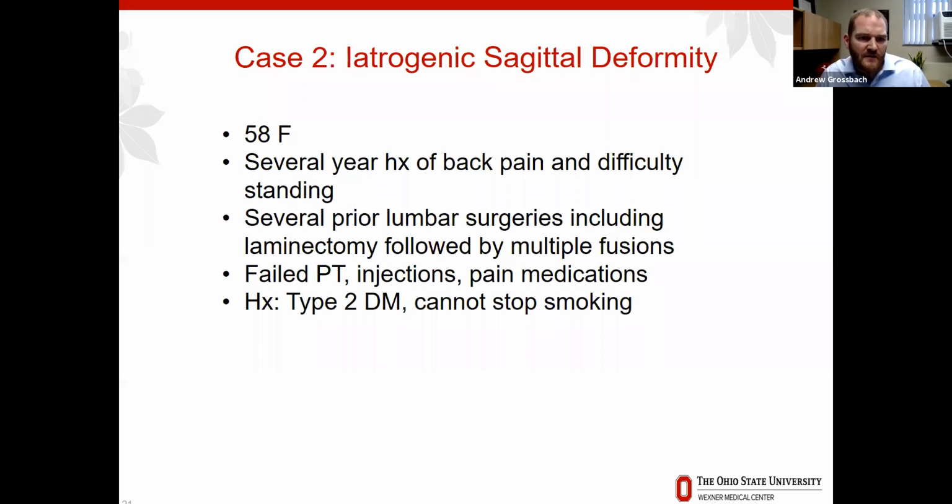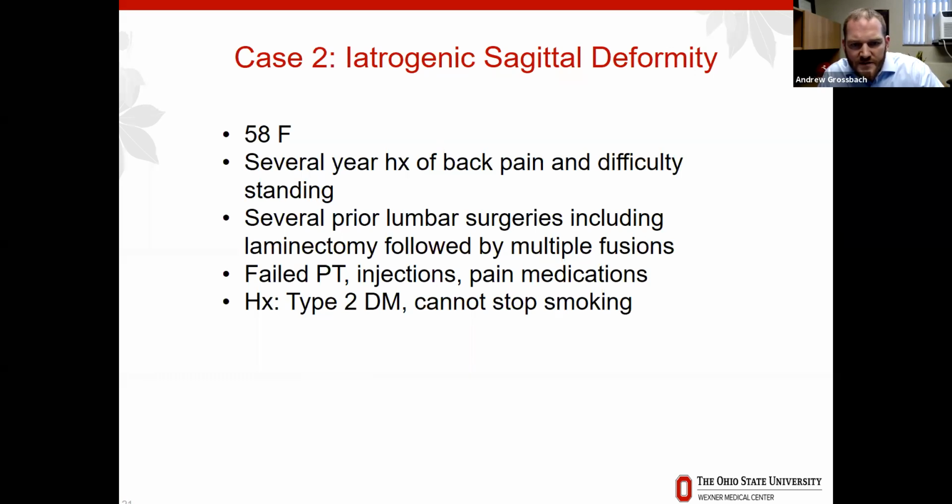Patient comes in, 58-year-old female. She's had several years of back pain, difficulty standing upright. She's had a lot of lumbar surgery before. It starts with a laminectomy, then maybe another laminectomy. Then she got a fusion. Then they extended the fusion. Then they went back and extended it again. She's like, I don't know, they just went in there and kept doing things. And I kept getting maybe a little better, then a little worse. And by the time she comes to see me, she's got several levels fused.